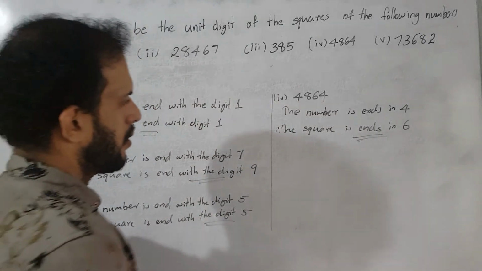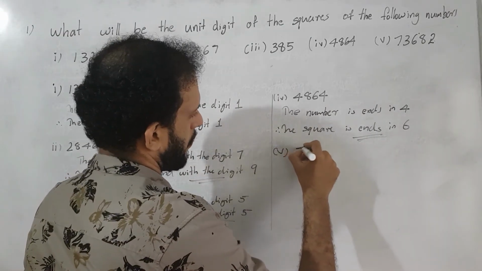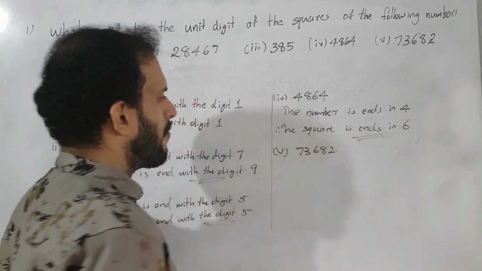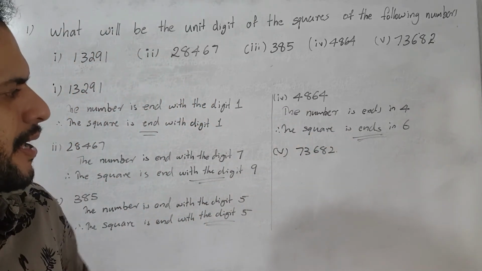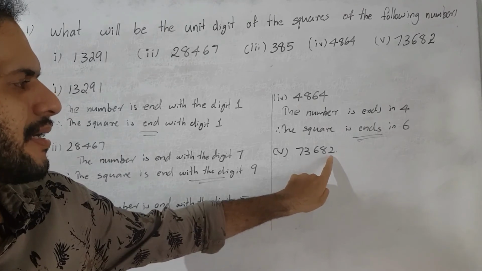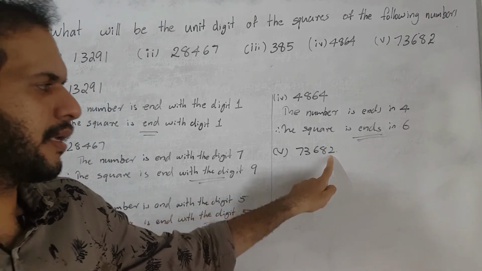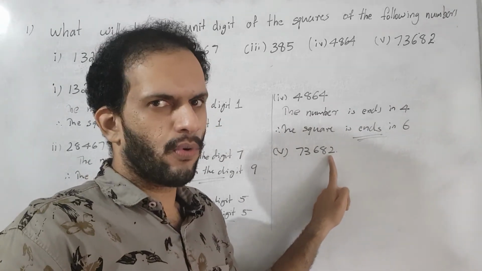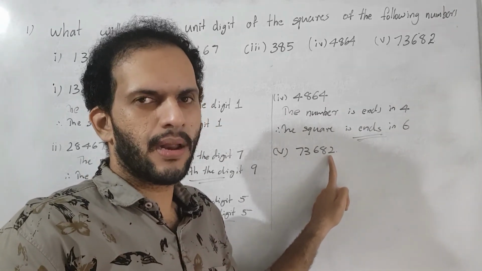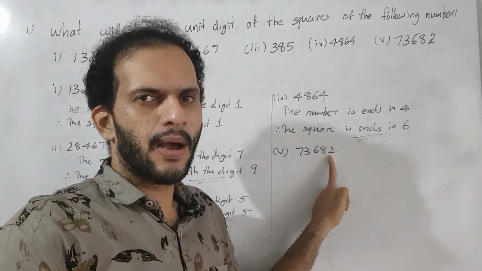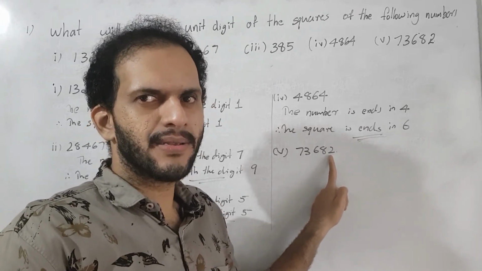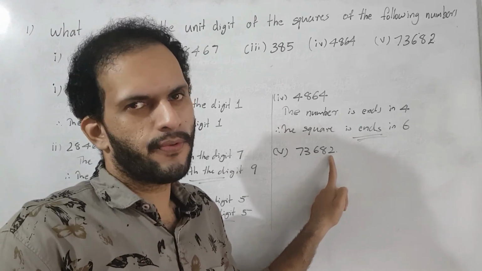Then the last one is 73,682. The number ends in the digit 2, then the square ends in 4. Then whose squares end in 4? If the number ends in 2 or 8, the square ends only with the digit 4.